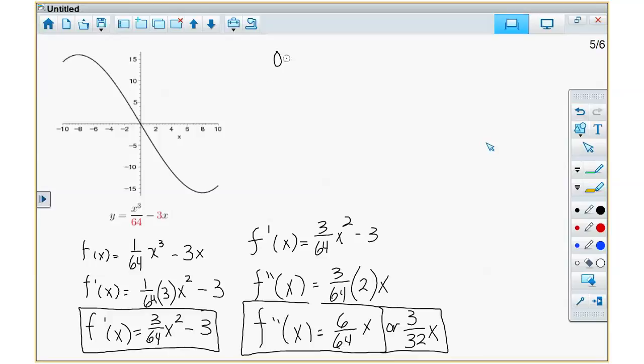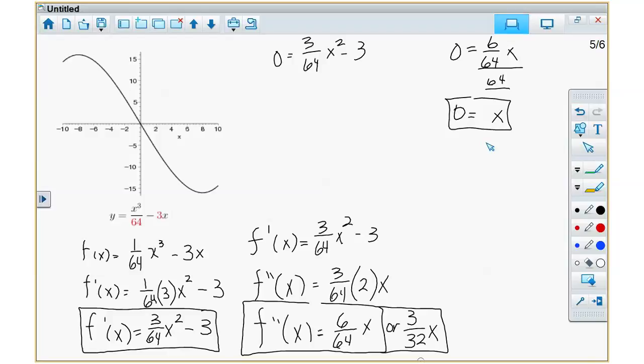f prime equal to 0: 0 is equal to 3/64 x squared minus 3, and 0 is equal to 6/64 x. Divide by 64, multiply by the reciprocal, you're going to get x is equal to 0. Doesn't matter what you do there. Over here, you're going to get 3 is equal to 3/64 x squared. Multiply by the reciprocal, you get 64 over 3. The 3's cancel out, you get 64 is equal to x squared. x is equal to positive or negative 8. So 0 is your critical value here.